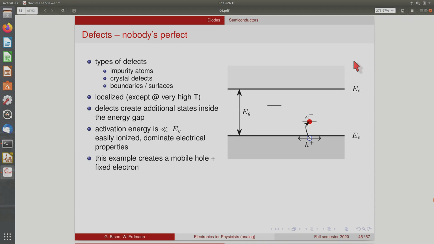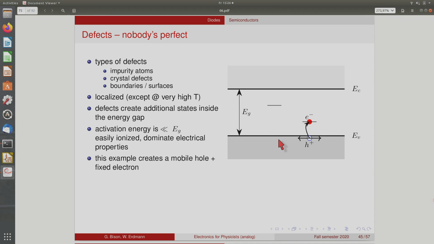And now the important part is that the activation energy, so the energy that you need to move an electron from the valence band, for instance, into such a state here, if this is a state available for an electron, is much smaller than the energy gap. So that means that the number of ionized atoms is much higher.